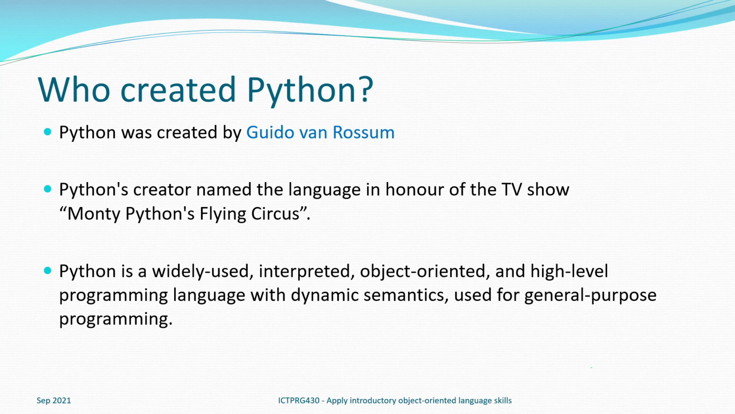Now, some history. Python was created by Mr. Rossum, and he was a fan of Monty Python's Flying Circus. So he named this language after his favourite TV show. It is a very widely used language now. It is still under active management. In other words, we'll get updates, new versions. So it's very much a live and developing language.